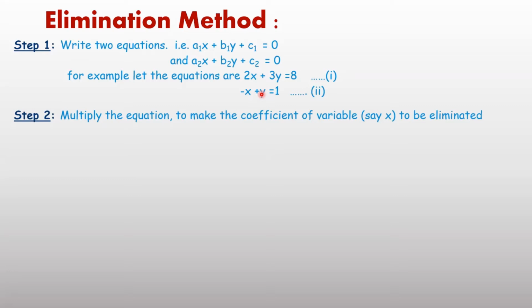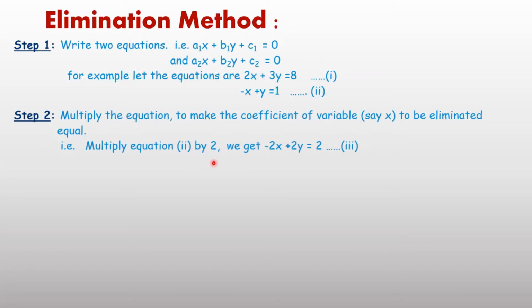So decide what is easy for you. In this question, multiply the equation to make the coefficient of the variable to be eliminated, say x, equal. I want to eliminate variable x by equating coefficients. Here 2x is written, so equation second is multiplied by 2.